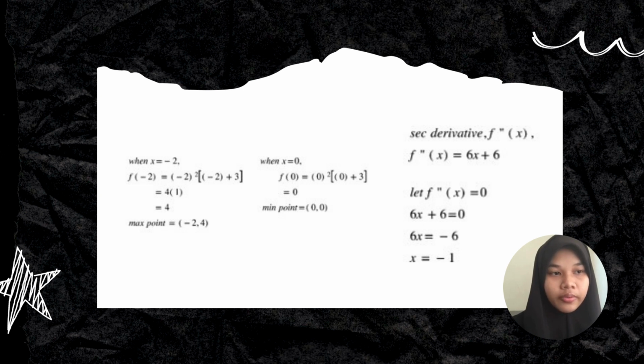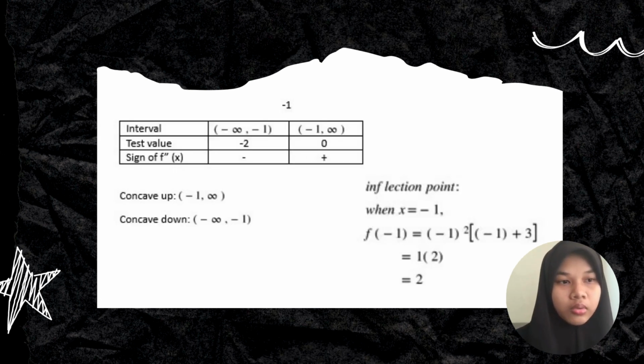Step 7 is to find the second derivative, which is 6x plus 6, and let it be equal to 0 to get the inflection value. The inflection value will be -1. Step 10 is to make the second derivative table. It is the same as the first derivative table, but the test values need to be substituted into f double prime x.